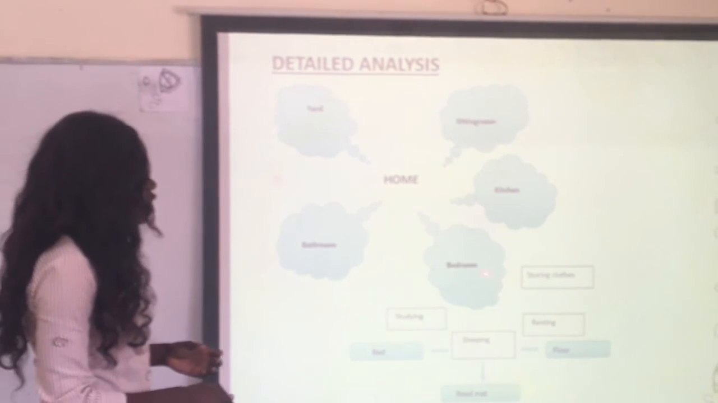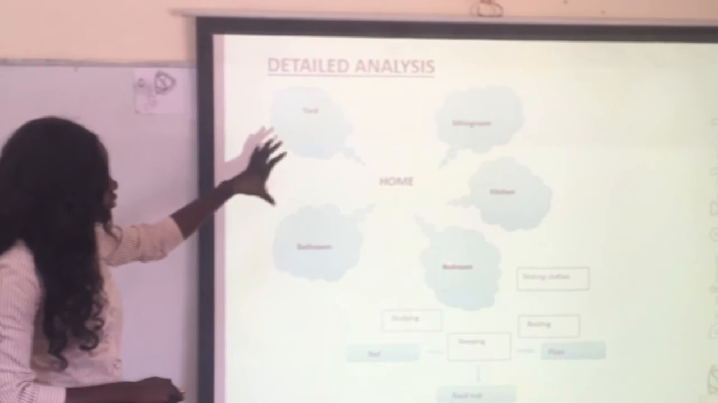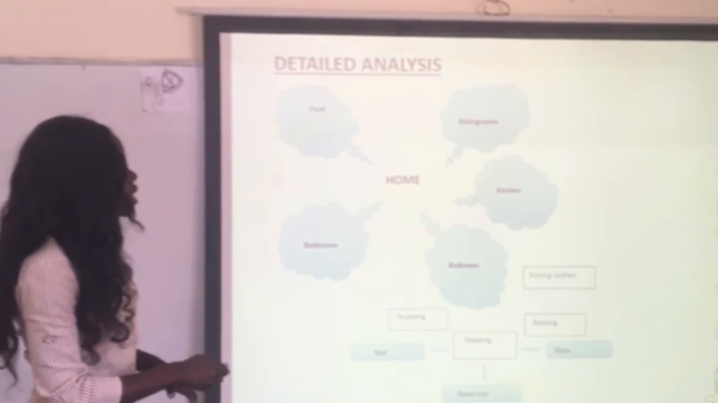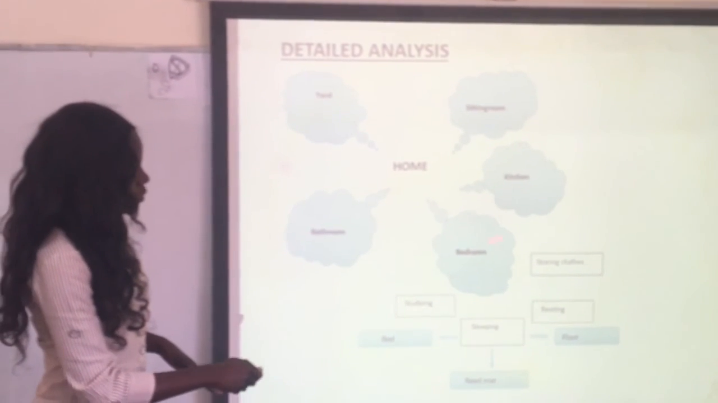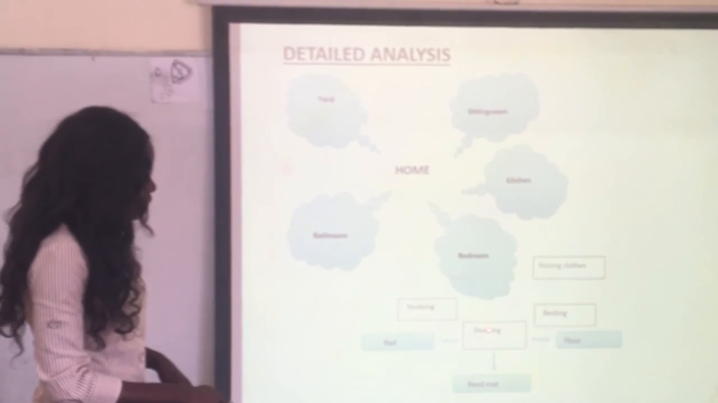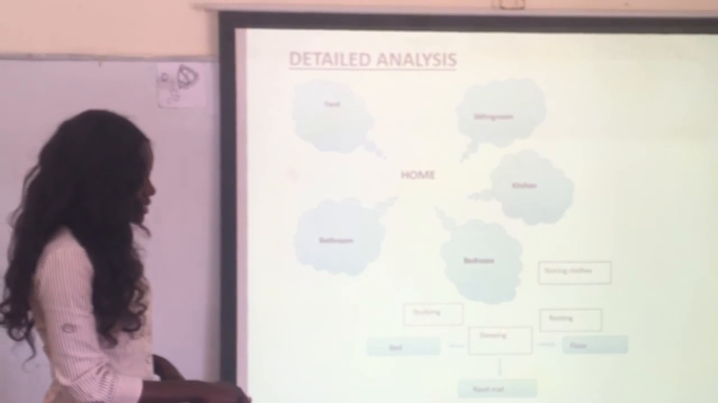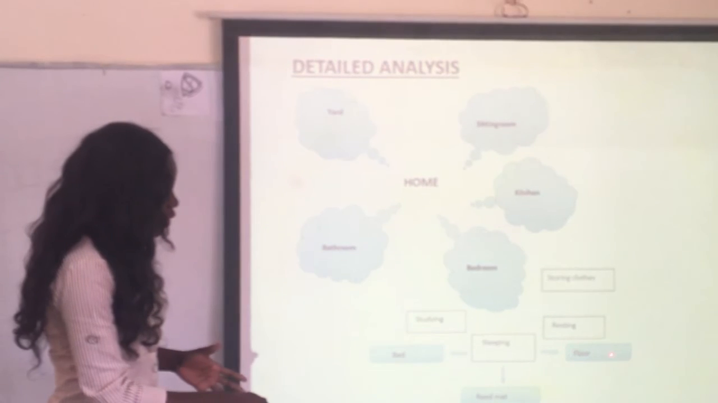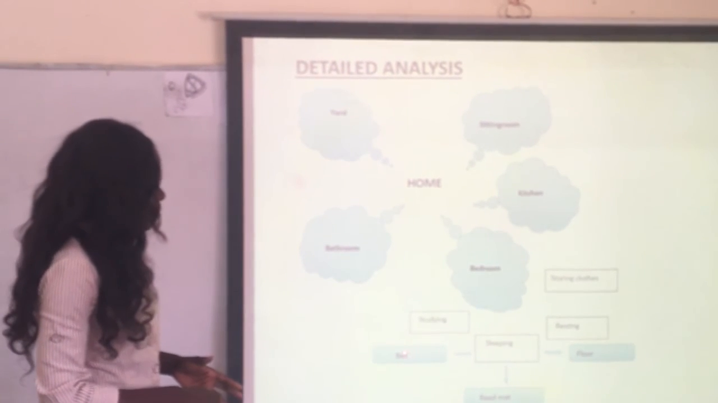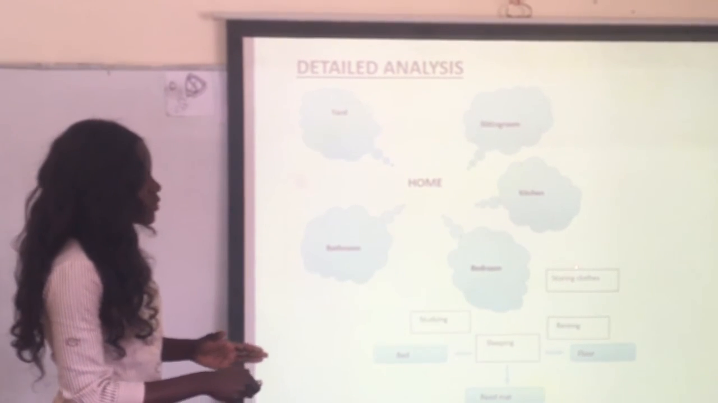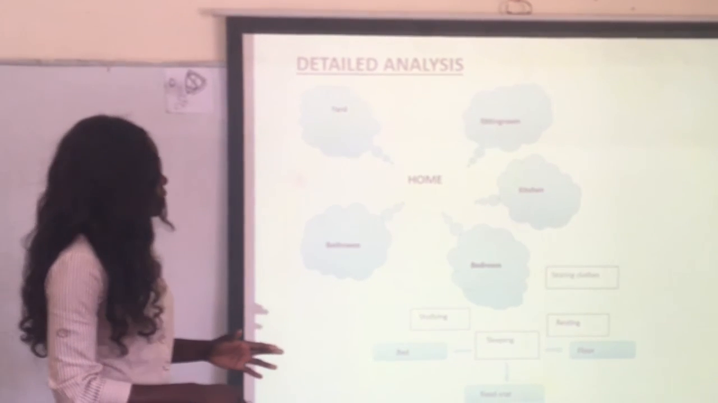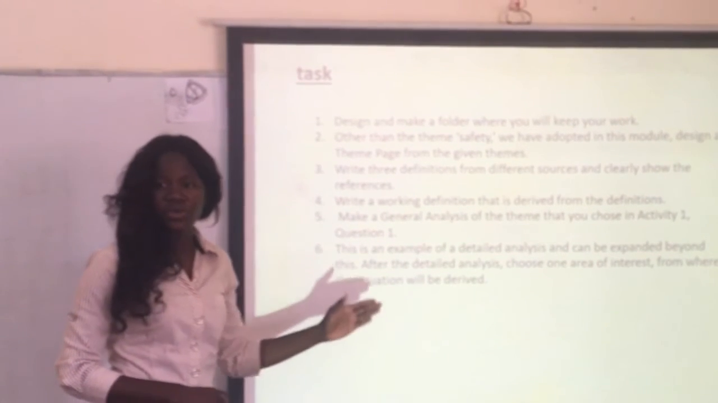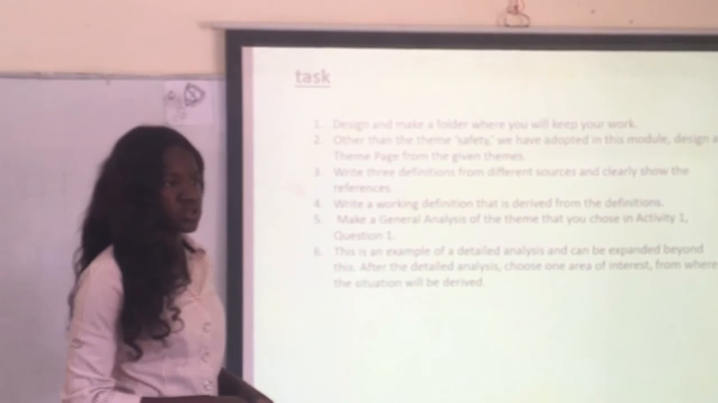Now look at this. So here, after the detail, the first thing we've chosen is the home, isn't it? So after the home, we've gone for the bedroom. What happens in the bedroom? There is sleeping, isn't it? Sleeping where? The floor, there's a reed mat, the bed, studying. These are some of the activities that happen in the bedroom. So that's how our general analysis is supposed to be done.